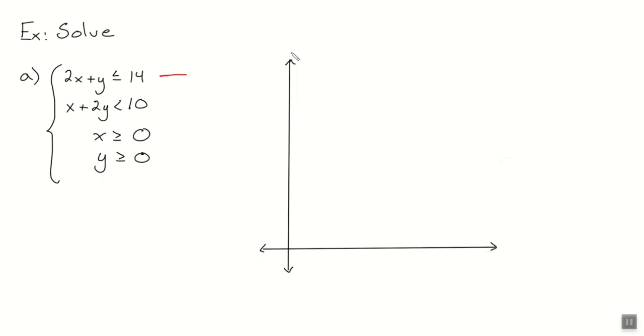We'll deal with the shading in a minute. For the top one, I'm not going to solve it for y equals. I know that I could, negative 2x plus 14, but there's an easier way. If x is 0, it's like y is gone. What would y be equal to? So I'm going to plot the point 0, 14.